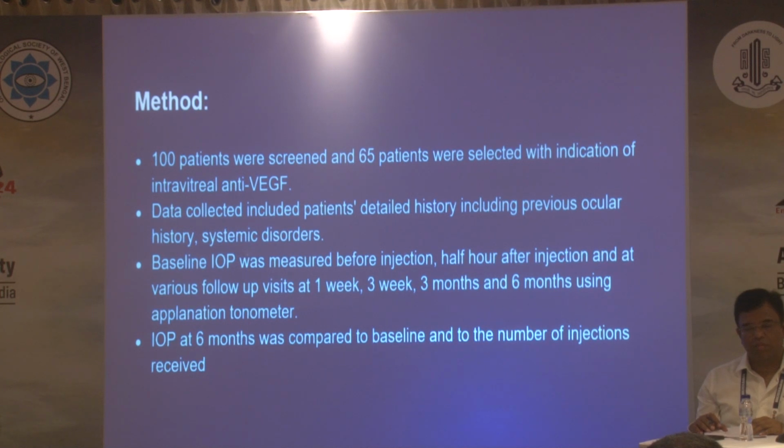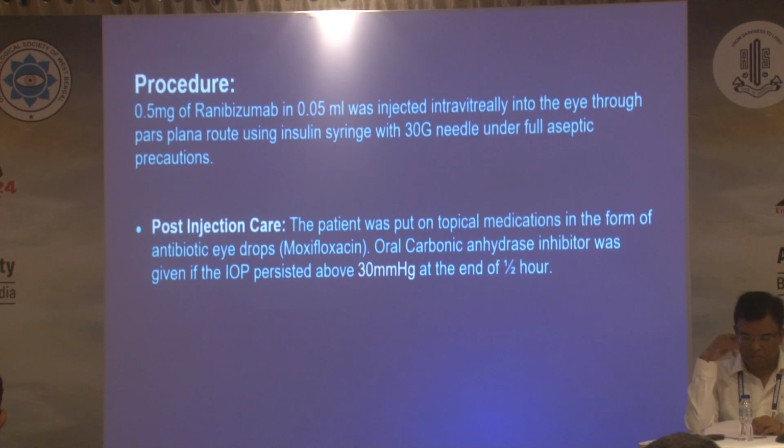The data collected included patients' detailed history, including previous ocular history and systemic disorders. The baseline intraocular pressure was measured before the injection, half an hour after the injection, and at various follow-up visits at week 1, 3 months, and 6 months using applanation tonometry. The intraocular pressure at 6 months was compared to the baseline and to the number of injections received.